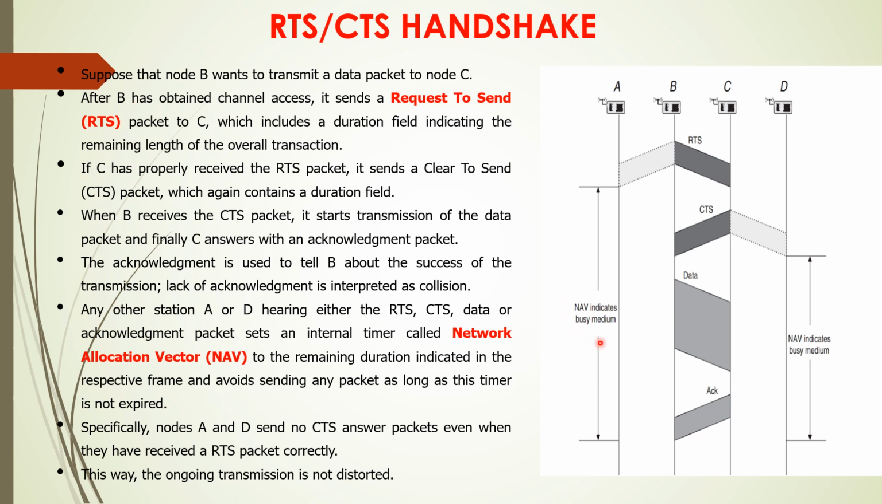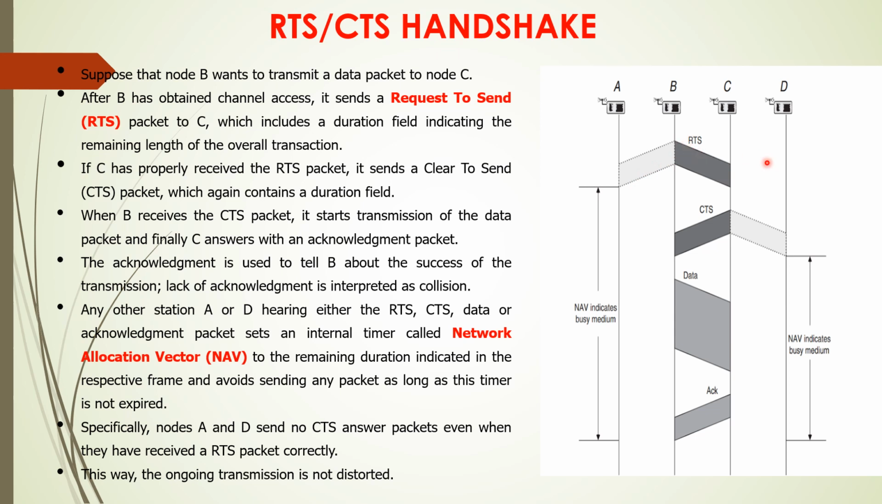During this time period, node A will not do carrier sensing and cannot transmit any frame in the media. It remains in silent mode. When the NAV expires, the node can go for carrier sensing, and if the channel is free, it can transmit. By doing this we can avoid the hidden node problem. So after getting the RTS frame from B, A sets the NAV, and A will not do carrier sensing until the NAV expires.